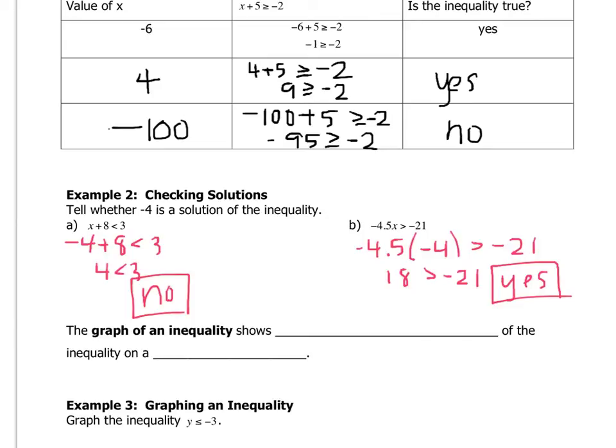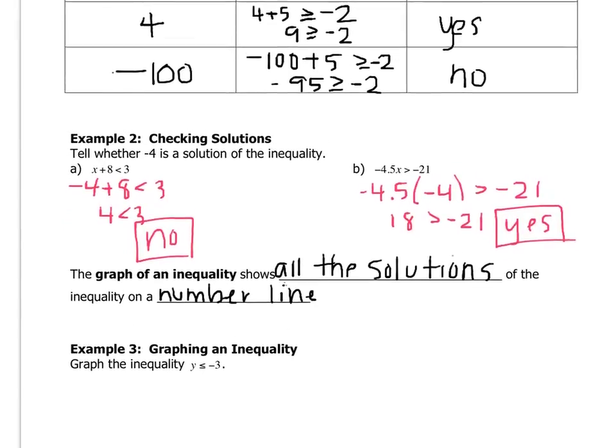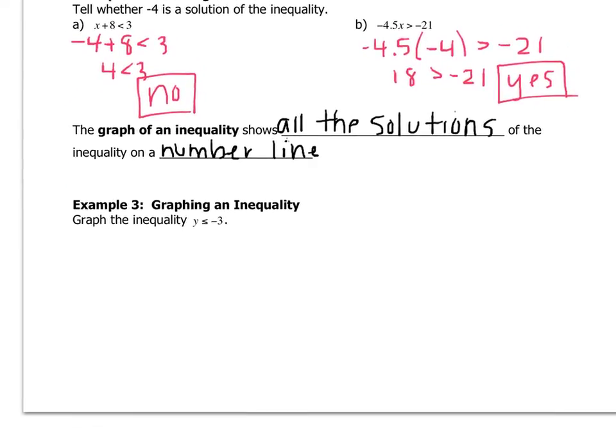So I talked about the circles and the arrows, and here's where we're actually going to use it. The graph of an inequality shows all the solutions of an inequality on a number line. So this is how we graph. They want us to graph y is less than or equal to negative 3. So I'm going to make a number line, and I'm just going to center it at negative 3. I'll just put one number to the right of negative 3 and one number to the left so I can kind of get my bearings on where I am located on the number line.